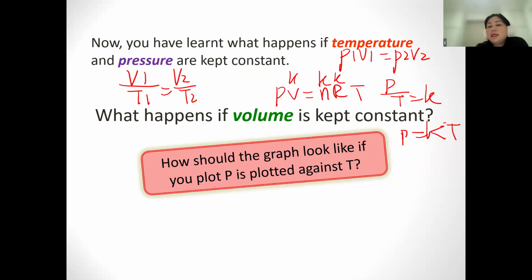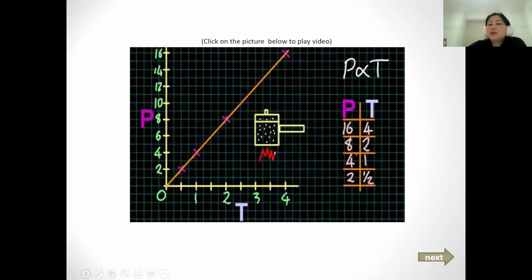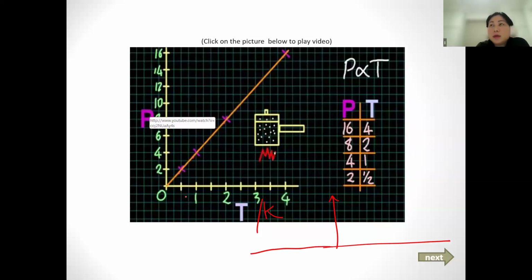So if I plot P against T, how will it look? It will be a straight line passing through the origin if T is in Kelvin. But if T is in degrees Celsius, remember the graph cuts at 0 Kelvin. So the graph must cut at minus 273 degrees Celsius if temperature is in degrees Celsius.